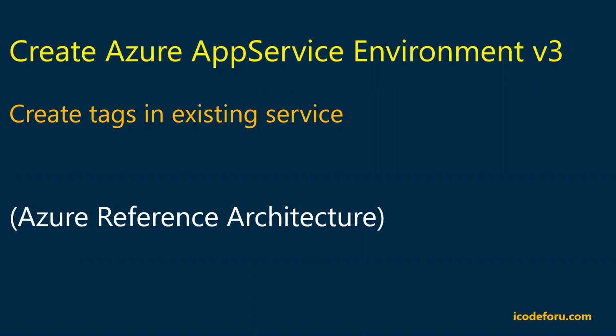In this episode, I'm going to explain how to create the tags in the existing services. I already created the Azure App Service environment, but I forgot to create the tags the first time. So in this episode, I'm going to show you how to add tags in the script and rerun the ARM template so that the tags will be created in the existing service.